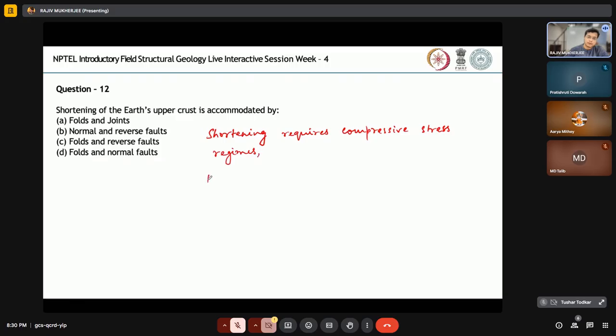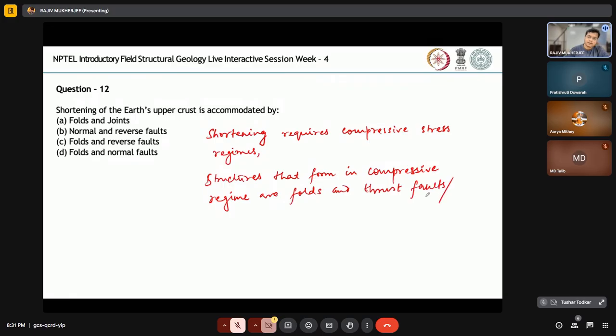So structures that form in a compressive regime are folds and thrust faults, or reverse faults. Because normal faults, as we have seen, are not related to the compressive regime, and therefore option C is the correct answer, because folds and reverse faults or thrust faults are only formed in the compressive regime, and that controls the shortening. So option C is the correct answer.